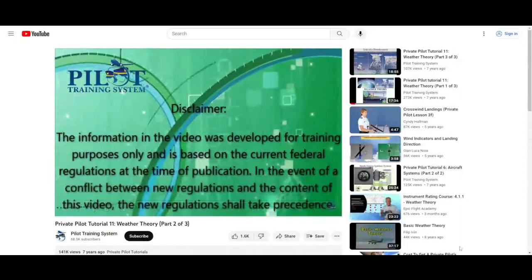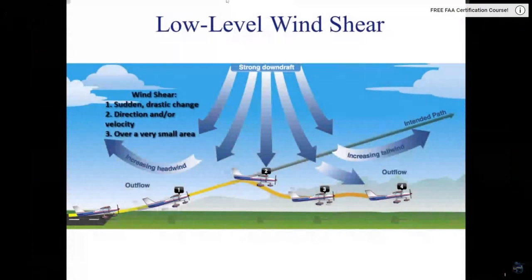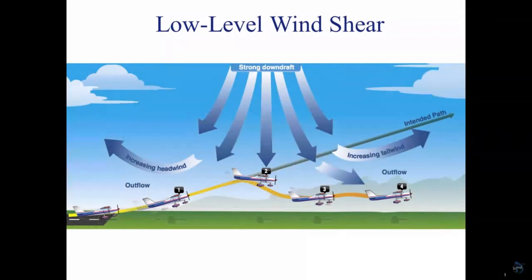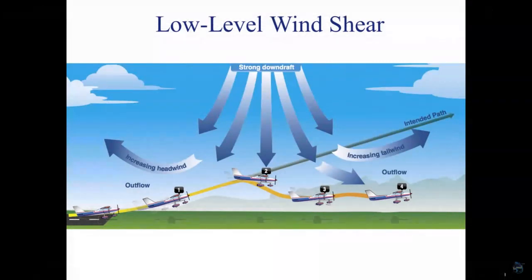Shear. Wind shear is a sudden, drastic change in wind speed and/or direction over a very small area. Wind shear can subject an aircraft to violent updrafts and downdrafts, as well as abrupt changes to the horizontal movement of the aircraft. While wind shear can occur at any altitude, low-level wind shear is especially hazardous due to the proximity of an aircraft to the ground.